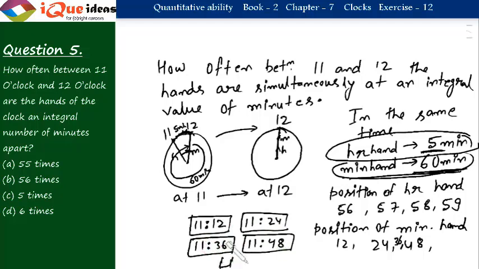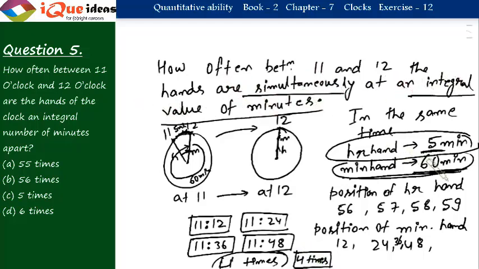So the answer to the given question will be 4 times, right? You have to note this very, very carefully. The answer to the given question is only 4 times, okay? So even if we interpret in a different manner, still 5 is not the correct answer. The correct answer is only 4 times. All right. So here the question is entirely different. We are not talking about being apart. We are talking about both of them simultaneously at an integral value of minute, right?